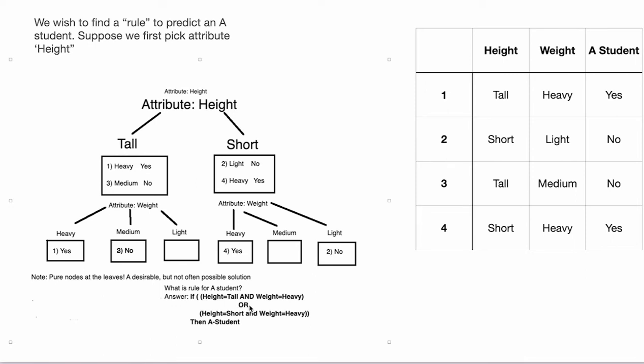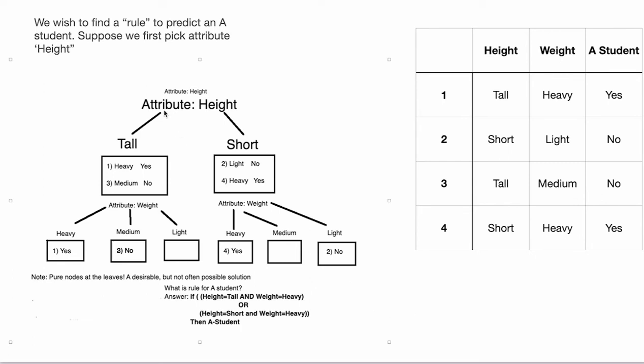Now, I hope that you all look at this and say, well, okay, that seems to work, but why didn't you pick attribute weight first? Because if we pick weight, we can see right over here that both of our instances for heavy yielded yes, and that would give us a much shorter decision tree.